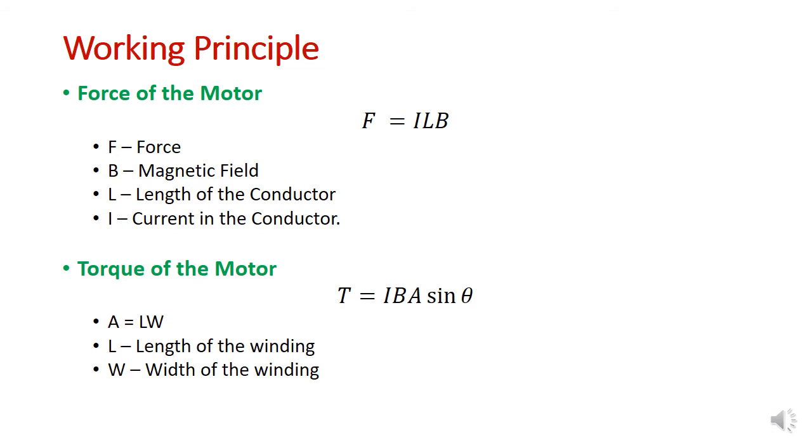Then the torque of the motor, T equals I B A sin theta. I is again the current through the conductor. B is the magnetic field, which is fixed, and A is the area of the winding, that is, A equals L into W. L is the length of the winding, W is the width of the winding, and theta is the interaction angle between the stator and rotor. So here also we can control the current alone. Based on this, the torque will be produced in the BLDC motor.